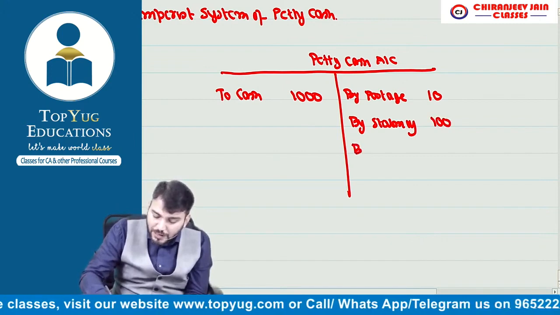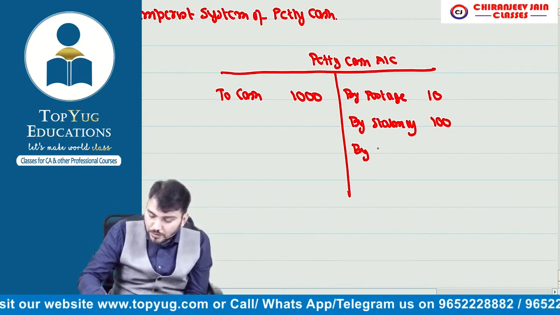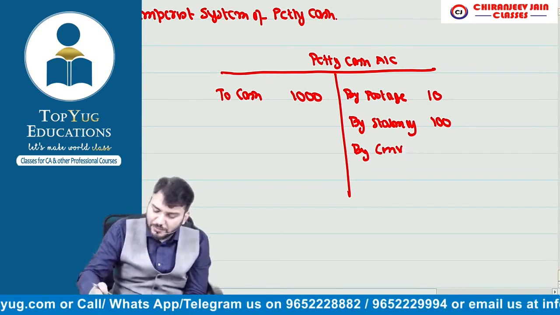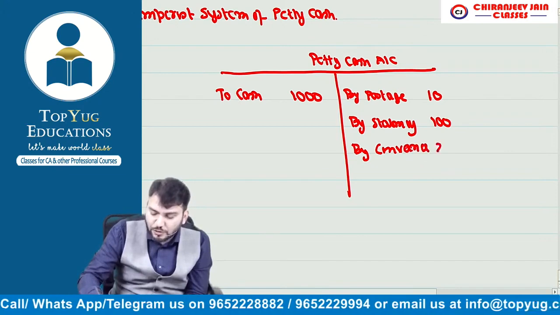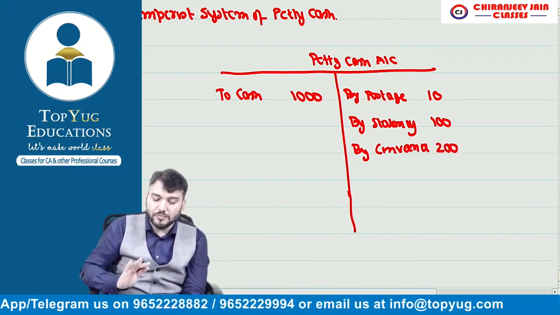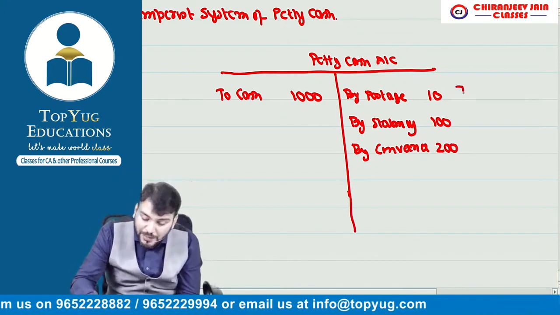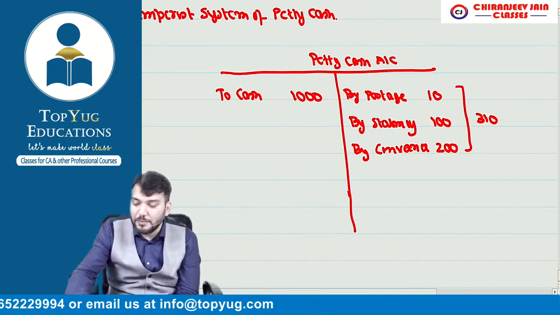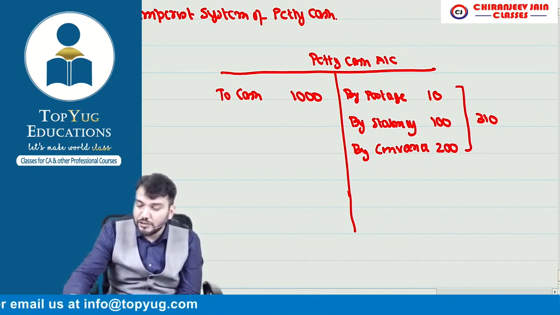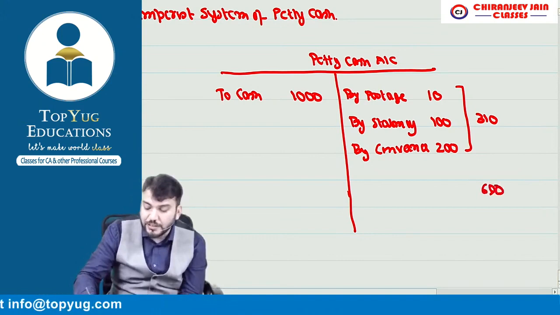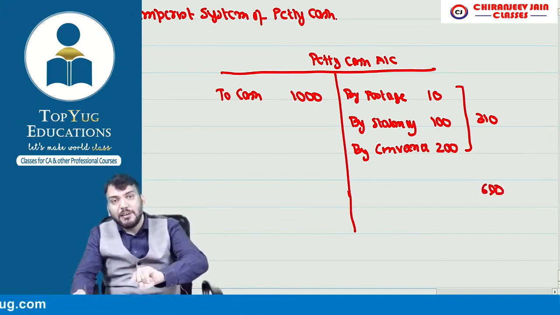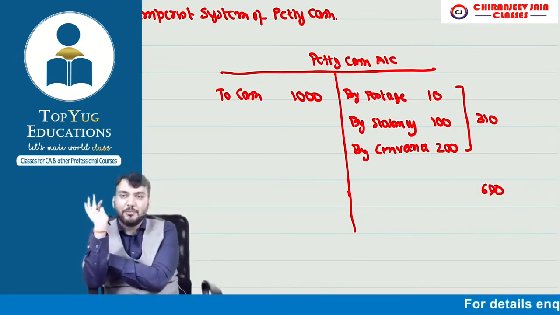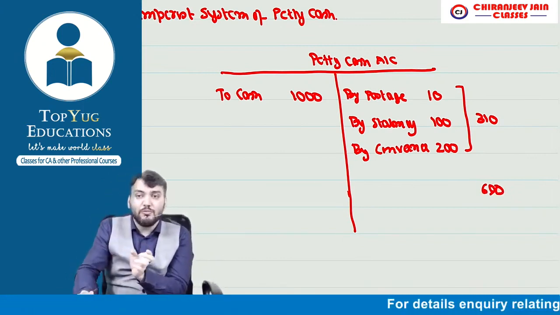Correct. Now then buy, suppose, conveyance expenses. Are you getting what I'm saying? Conveyance expenses, suppose 200 rupees. Correct? Understood? So what is the total payment done? Total payment made is 310. So what is the balance? Balance कितना बचा? 1000 minus 310 is equal to 690. So balance left at the end of the month is 690. So this system is not impress system of petty cash book.